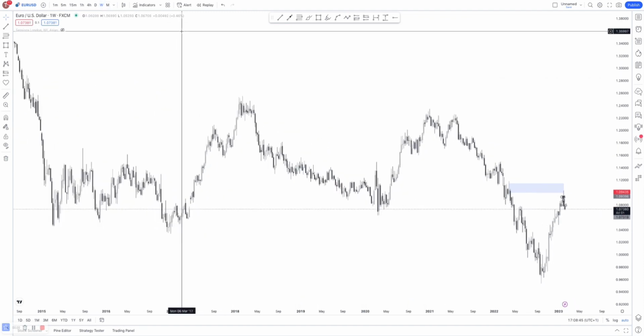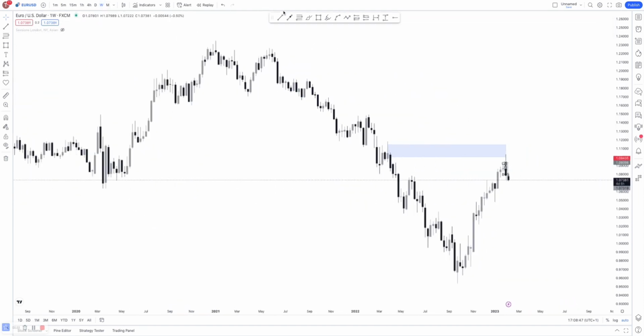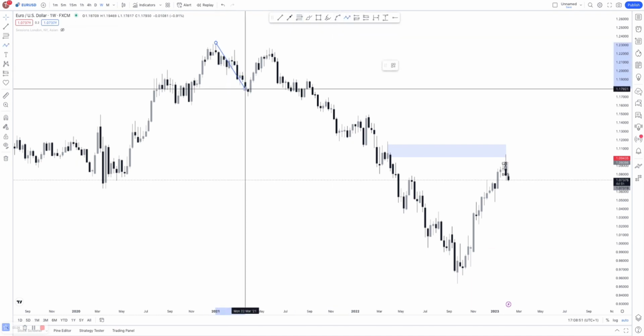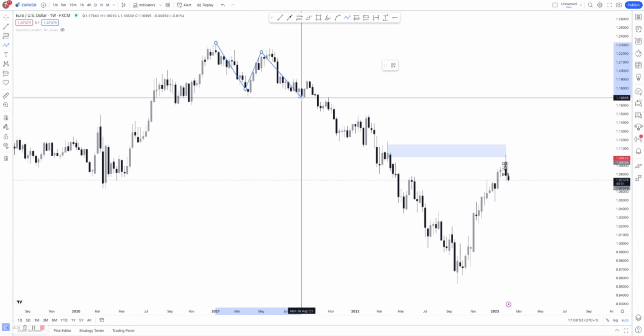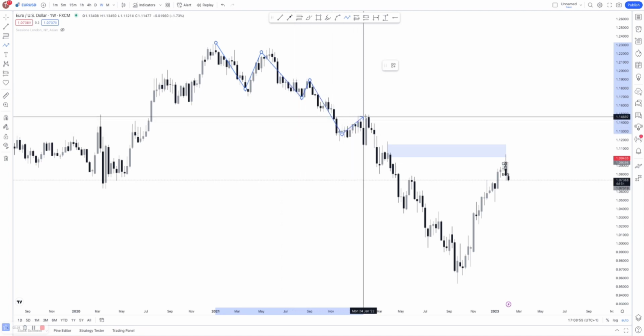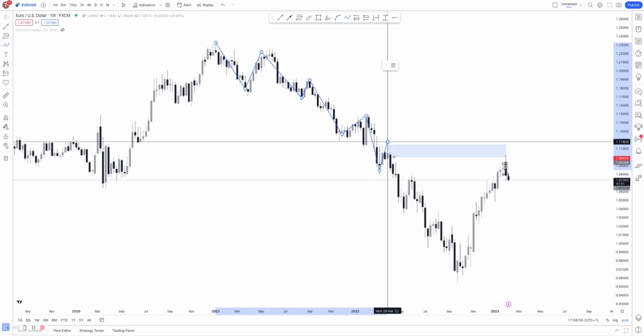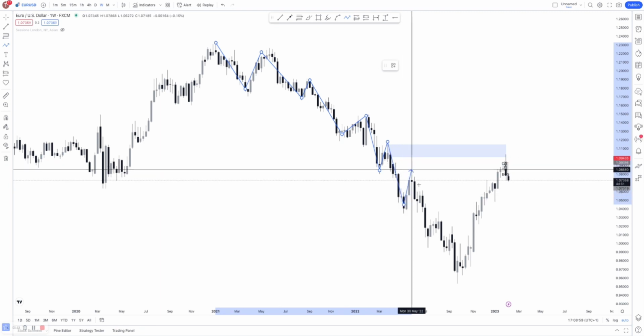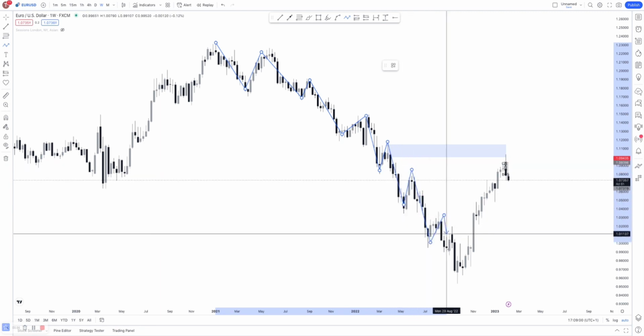On our weekly time frame, you can clearly see that we're in a strong bearish trend, as the market was creating a series of lower lows and lower highs.